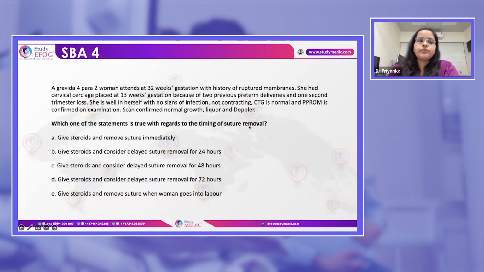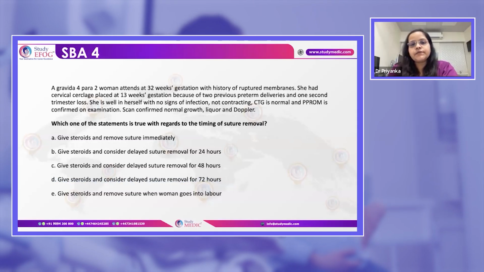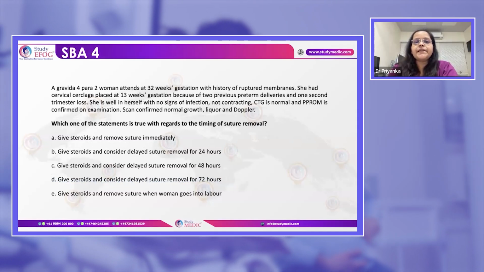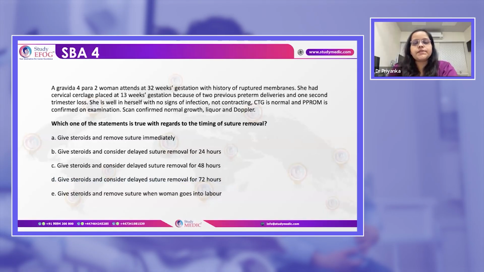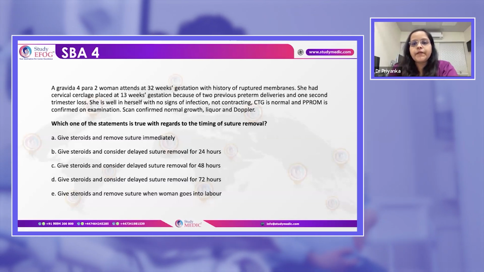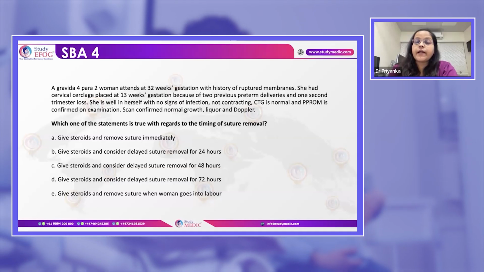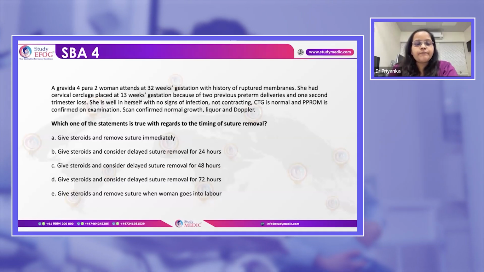Now coming to question 4. She is a gravida 4 para 2 woman, 32 weeks, with a history of preterm premature rupture of membranes. She had a cervical cerclage in this pregnancy at 13 weeks, because she had 2 previous preterm deliveries and also 1 second trimester loss.